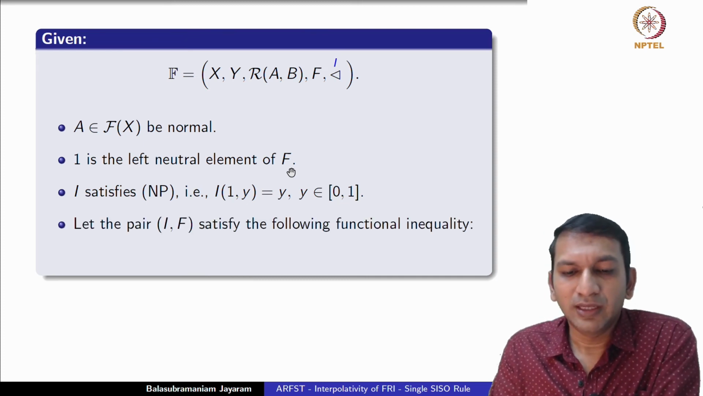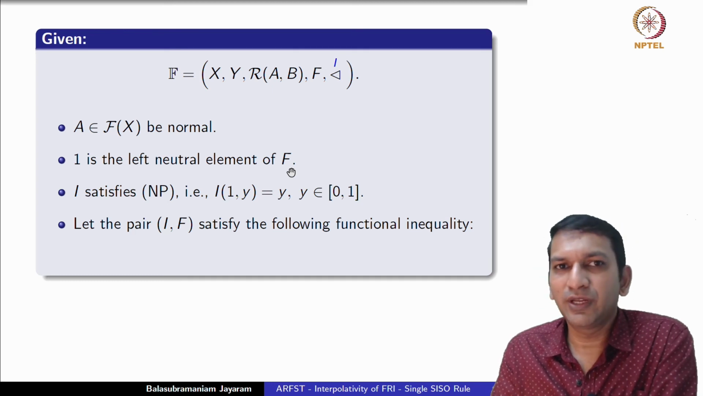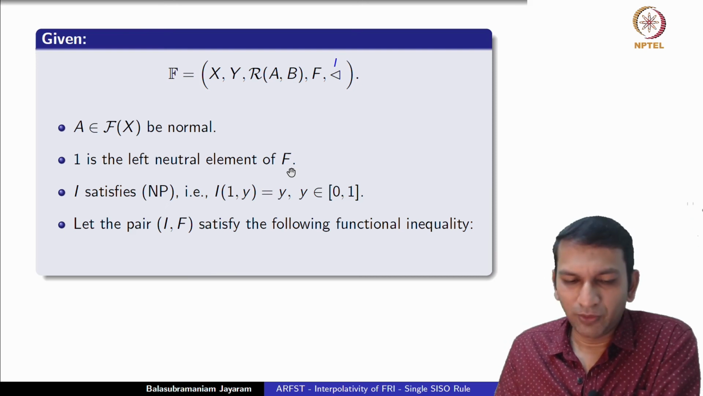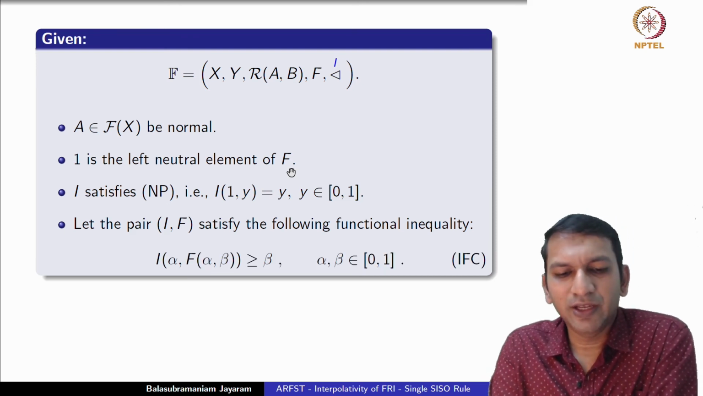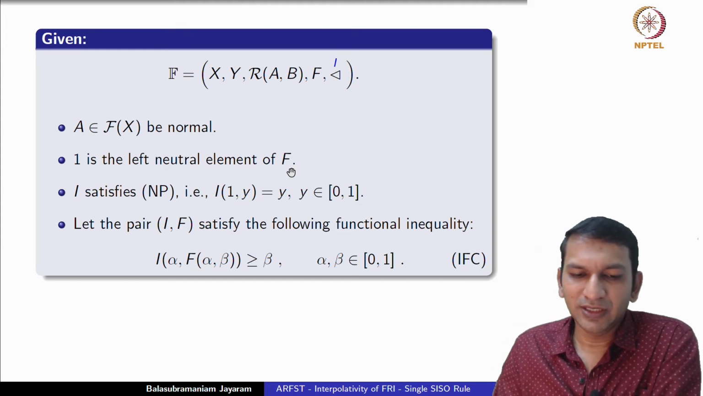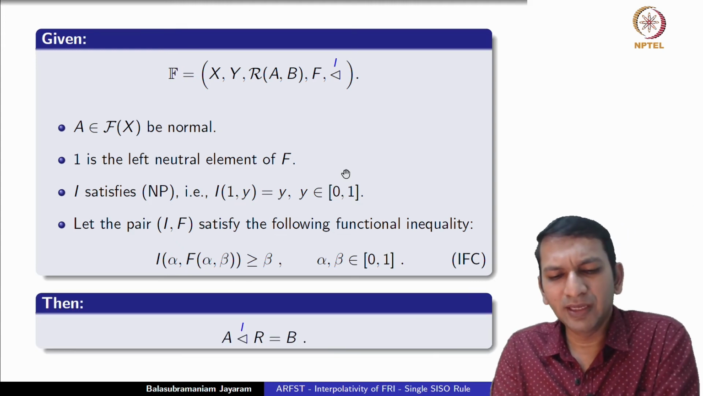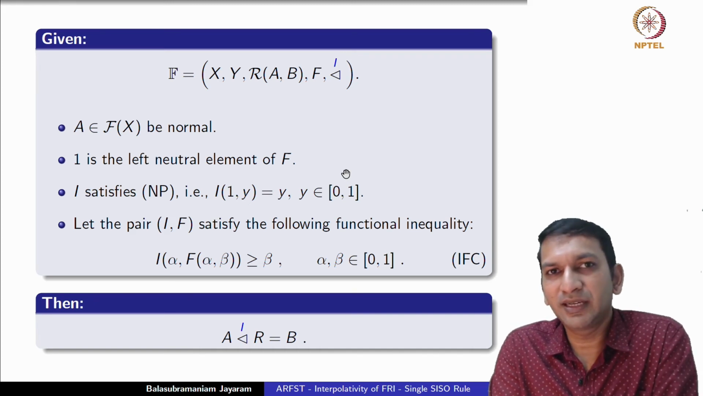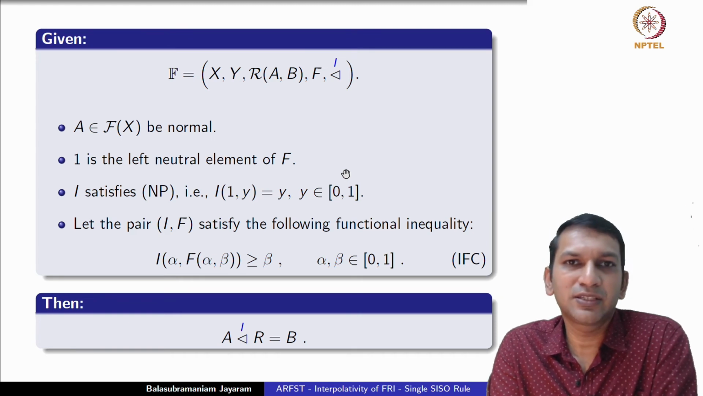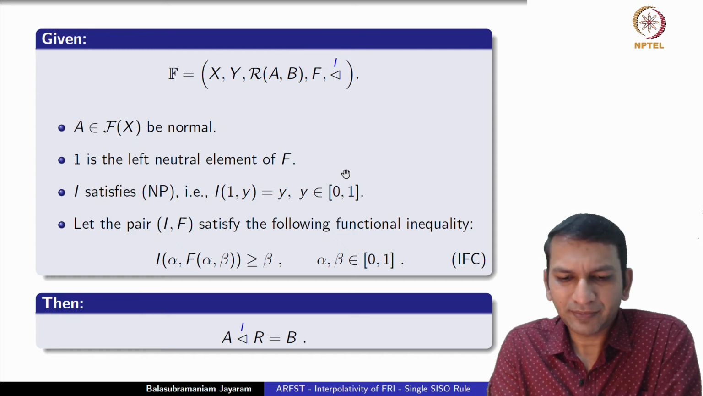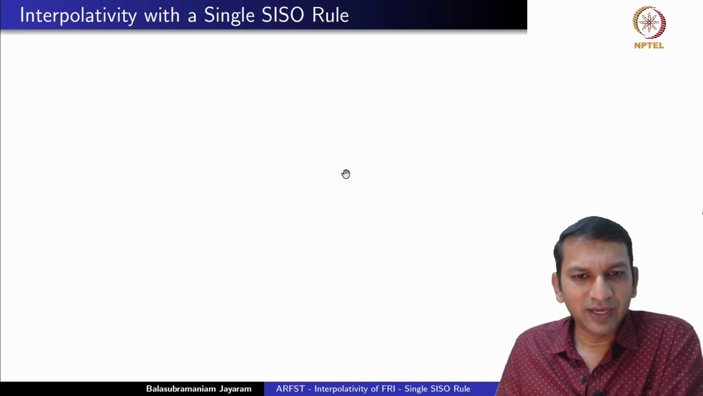It can be shown that a dual kind of functional inequality plays a role in obtaining interpolativity. What is that equation? This equation, I of alpha comma f of alpha beta should be greater than or equal to beta for every alpha beta in 0, 1. If this condition is satisfied, then we obtain that the B case inference with this I, where the antecedent A is a normal fuzzy set and F has 1 as its left neutral element, is also interpolative. Let's revisit the examples that we had.